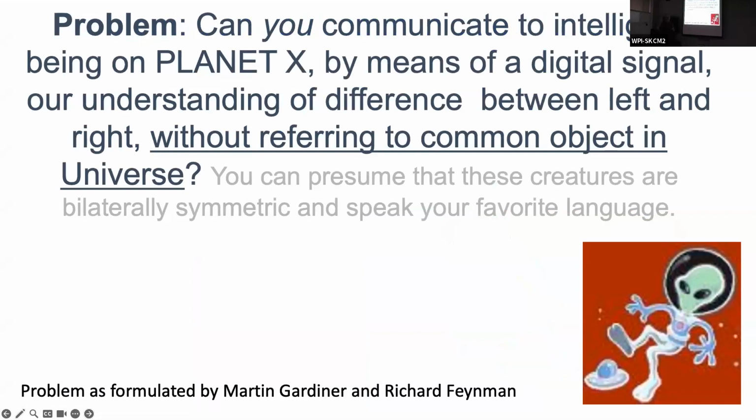So here's a problem for you. Can you communicate to an intelligent being on some remote planet, by means of a digital signal, our understanding of the difference between left and right without referring to any common object in the universe? And if you want, you can presume that these creatures are bilaterally symmetric and have a front and a back, and you can presume that they speak in your favorite language. Can you communicate our understanding of the difference between left and right?